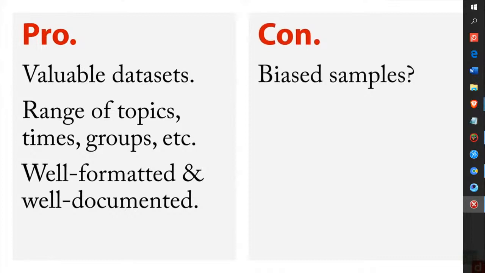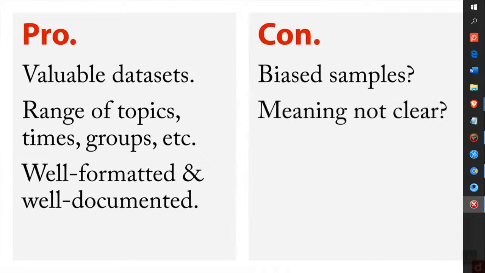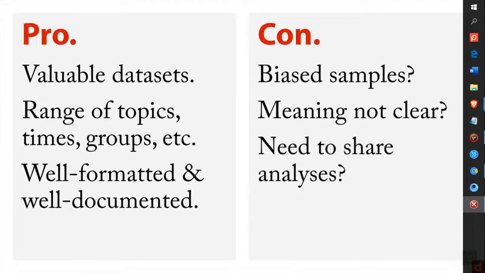Sometimes there's biased samples. Say, for instance, you only get people who have internet access, and that can mean, not everybody. Sometimes the meaning of the data is not clear, or it may not mean exactly what you want it to. A potential problem is that sometimes you may need to share your analyses. And if you're doing proprietary research, well, it's going to have to be open research instead. And so that can create a crimp with some of your clients.